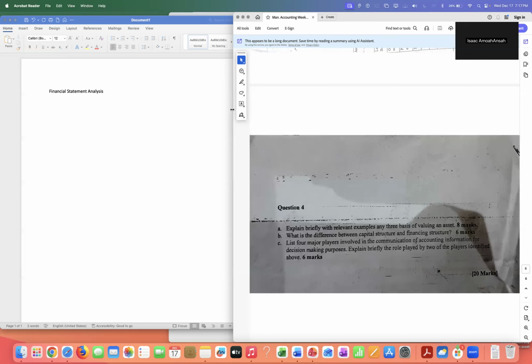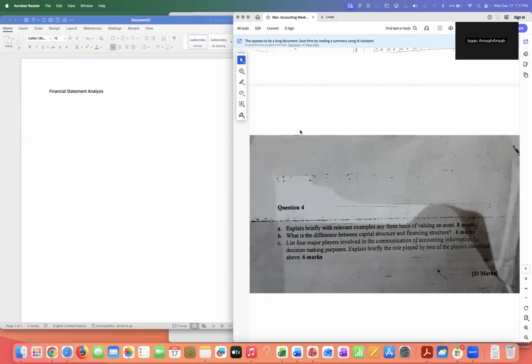Okay, so if it's about the basis of valuing an asset, number one will be the historical cost method. We value an asset based on its historical cost. I'm not interested in A and B. My interest is in C, question 4C. But I would mention some few things before we get to the C. Then we have current replacement costs. I'm sure as I mention it, it would come clear to you.